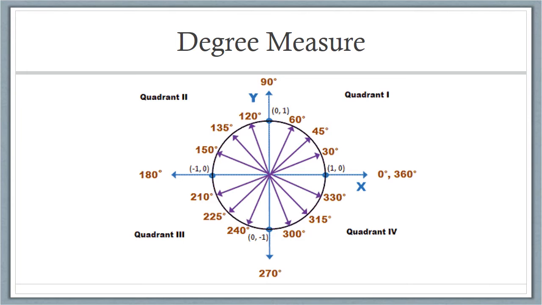All of the ones, you've got 30, 45, 60, those are our special angles. Those were the special angles you learned about in geometry and from the special triangles. The rest of the angles are really multiples of those. 60 times 2 is 120, 60 times 3 is 180, 30 times 4 is 120, 30 times 5 is 150, and so forth.